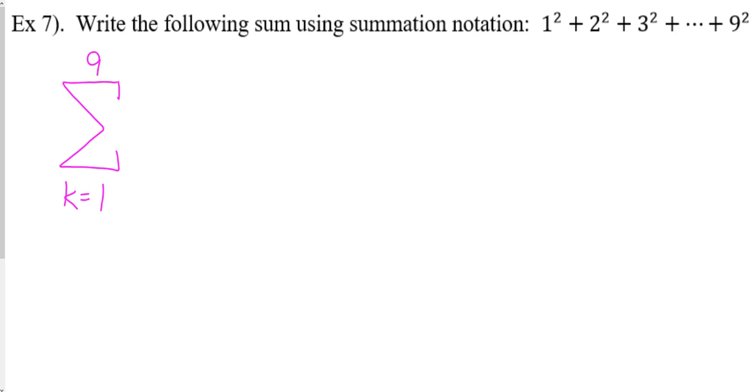And we can see that each term inside there is just 1, 2, 3, 4, 5, 6, 7, 8, 9. So my base is just going to be k, and I'm always raised to the second power. So that would be how we could rewrite that summation using summation notation.